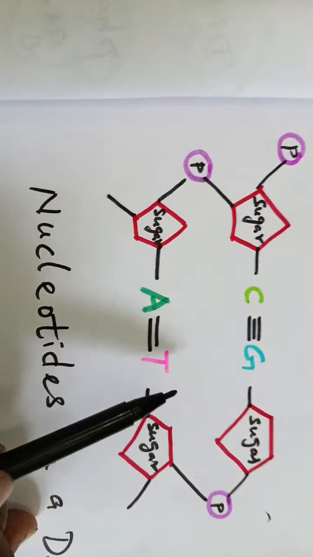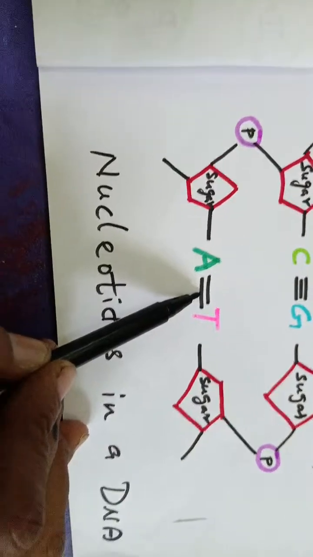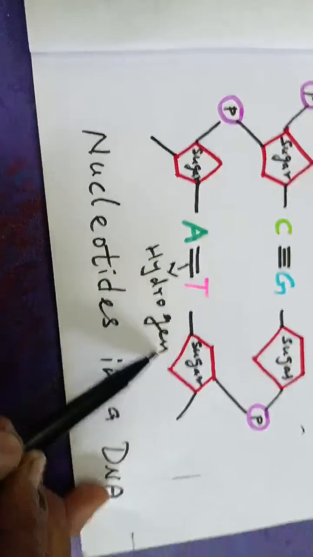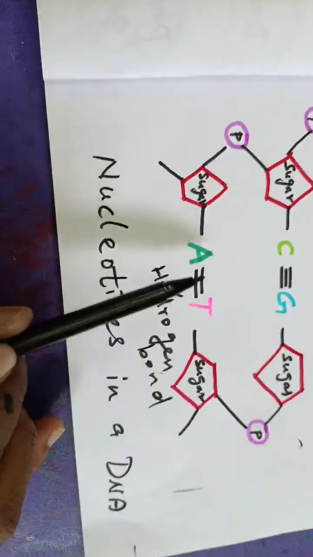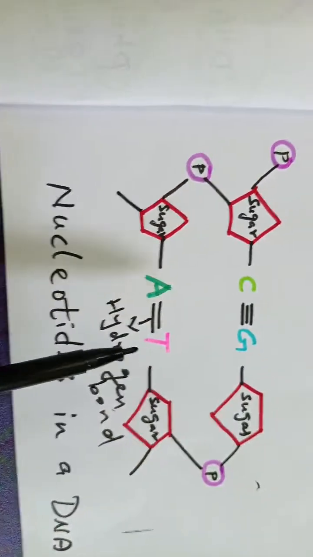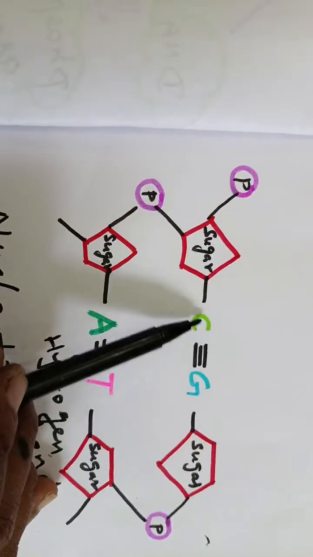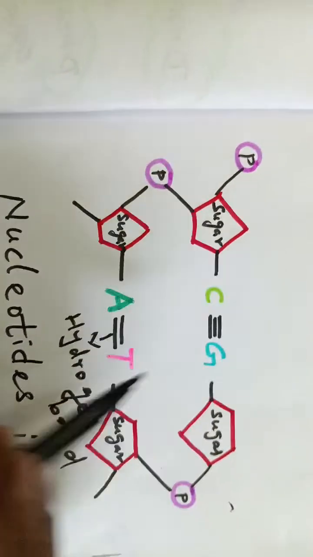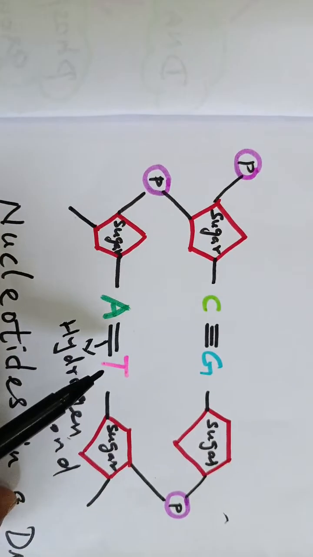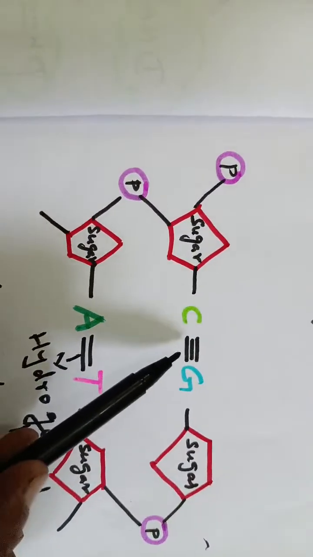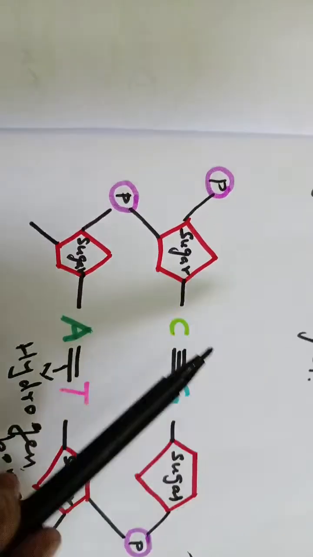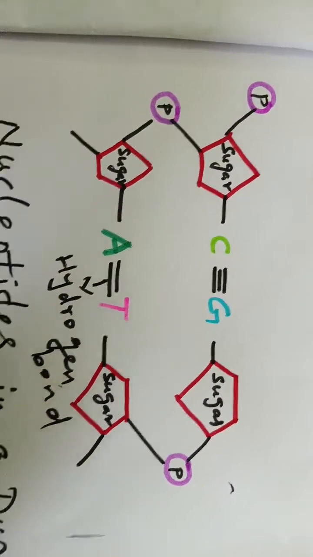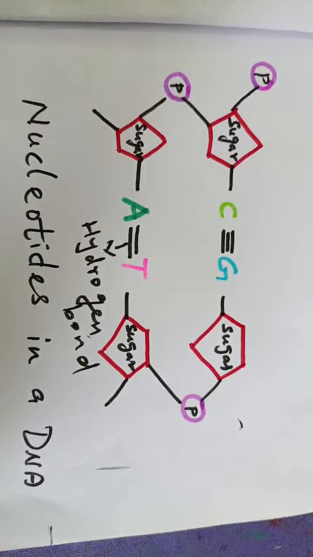This bond is actually the hydrogen bond. There is a double bond between adenine and thymine, and a triple bond between cytosine and guanine. Three pairs of electrons are shared in one, and two pairs of electrons are shared in the other. That's why double bond and triple bond. They are nothing but hydrogen bonds. And then the sugar has a phosphate group. So this is the polynucleotide of a DNA. Understood?